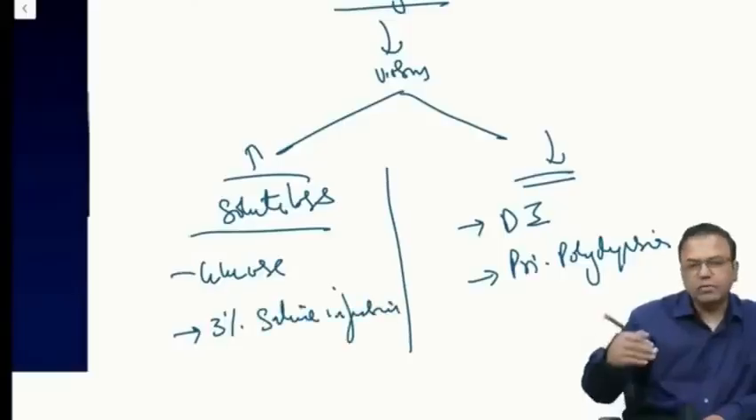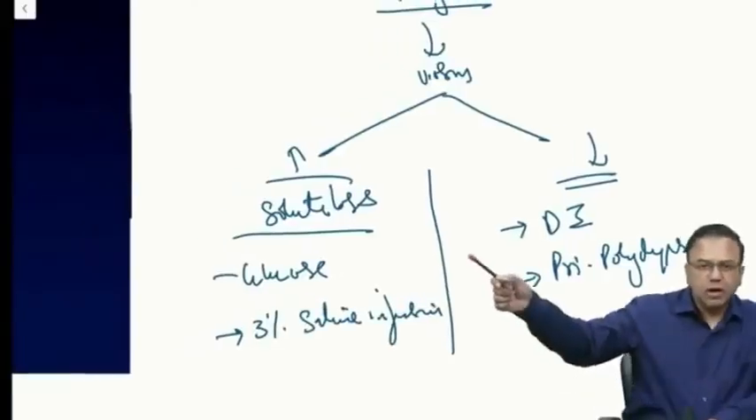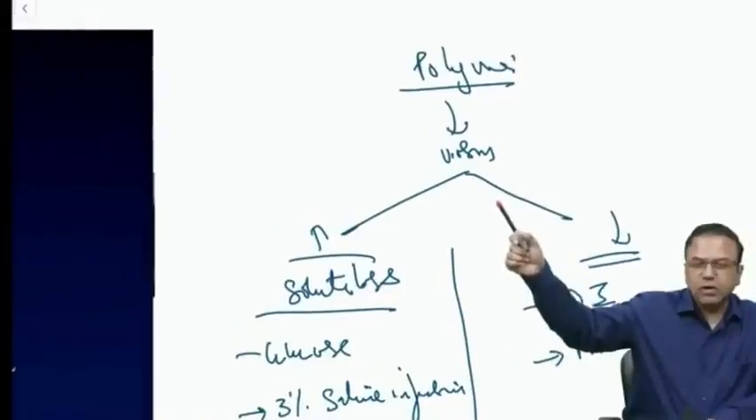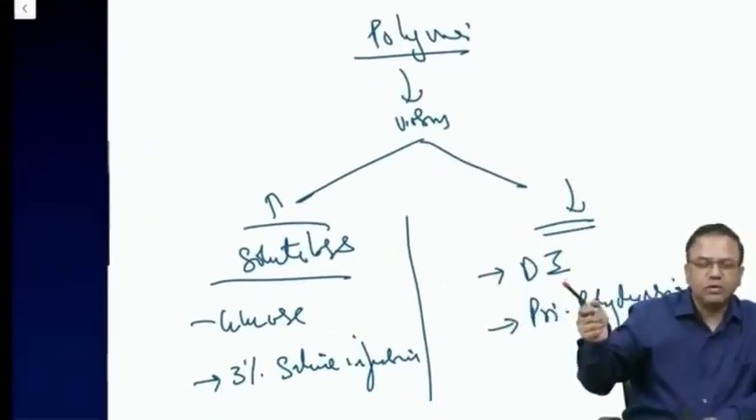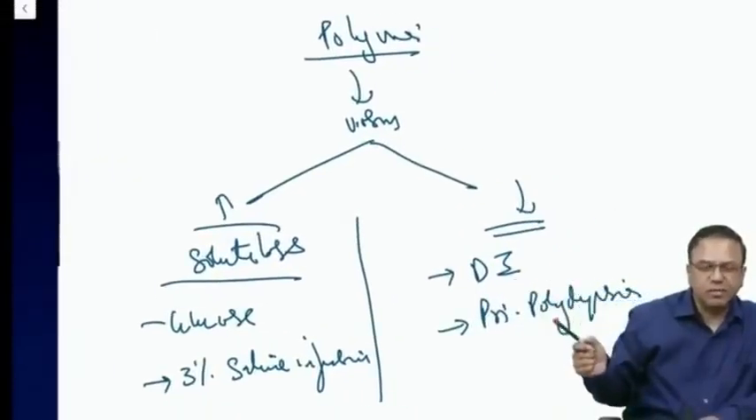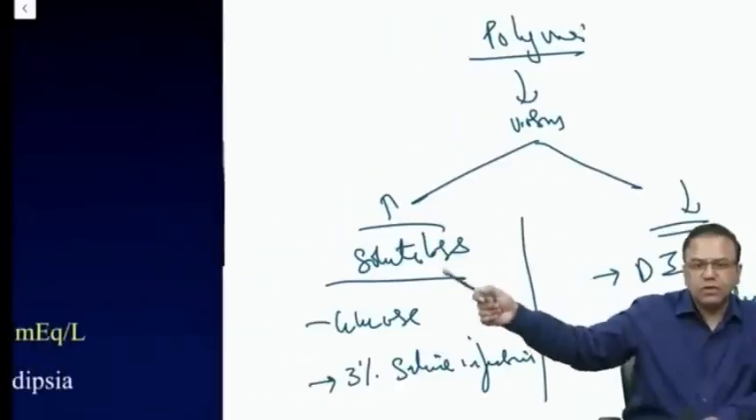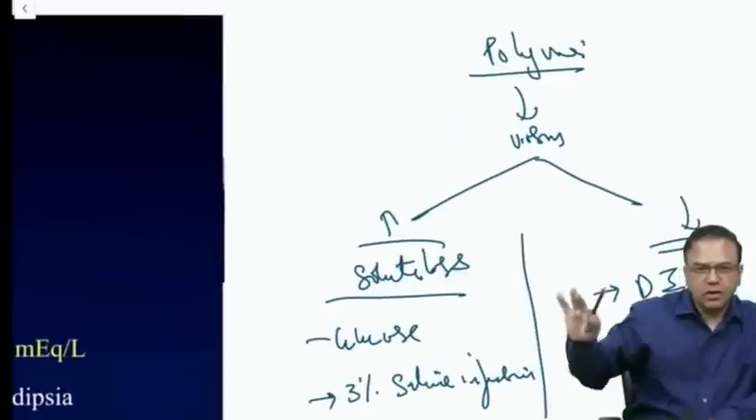If you give sodium, sodium will come out in the urine. So our idea is we just look at the urine. If the urine is dilute, a lot of water going out, it must be water loss: diabetes insipidus, primary polydipsia. If the patient has polyuria with solute loss, it is from glucose or 3% saline. This is a very simple way.